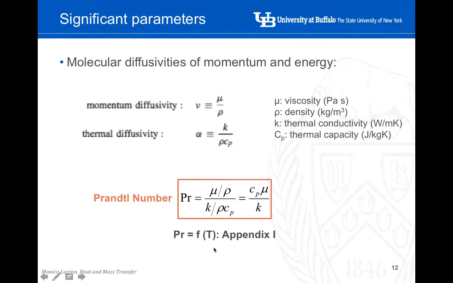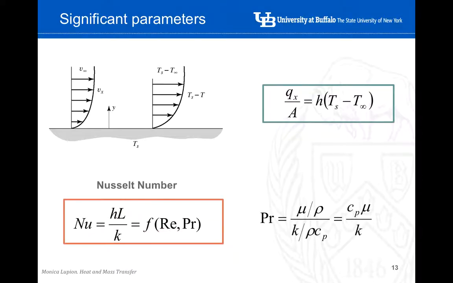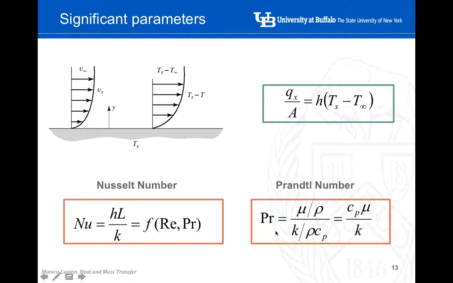The Prandtl number, all the parameters here are properties that basically only depend on the temperature. So in most cases, this Prandtl number is tabulated, and you can find the different values of the Prandtl number related to the temperature in Appendix I in your textbook. So we learned that we can define the Nusselt number as the convective heat transfer coefficient times the length over the thermal conductivity. And on the other hand, the Prandtl number is a function of the properties of the material, and this is equal to the thermal capacity times viscosity over the thermal conductivity. These two parameters are critical to study the heat transfer coefficient.